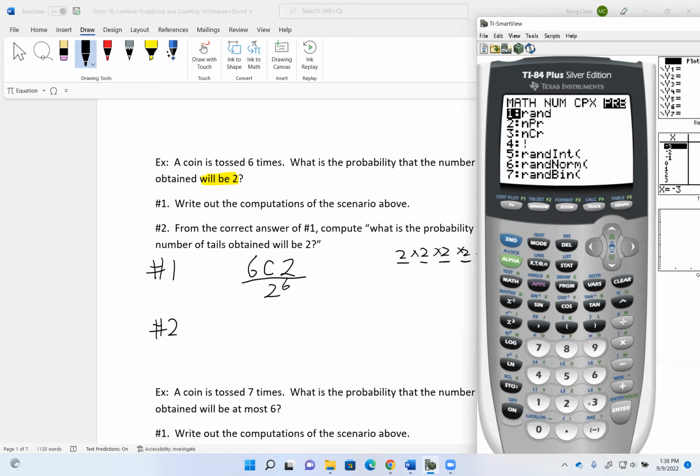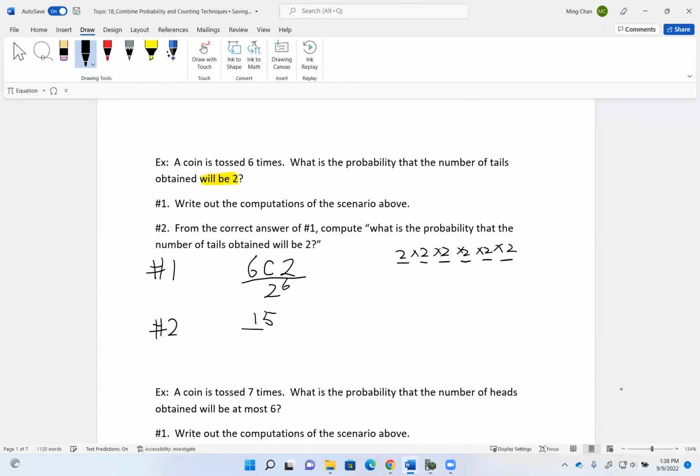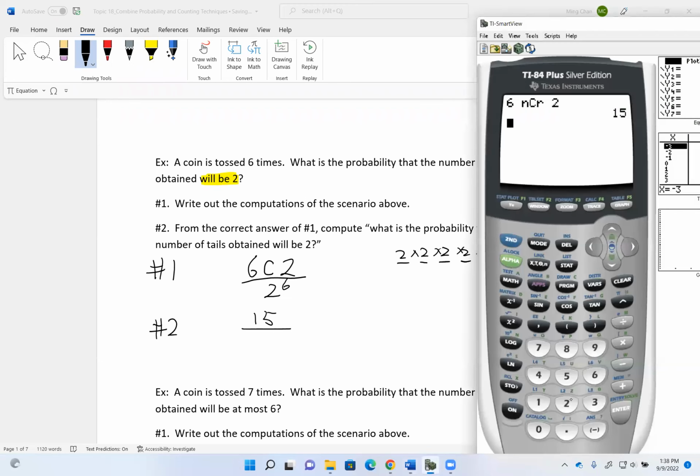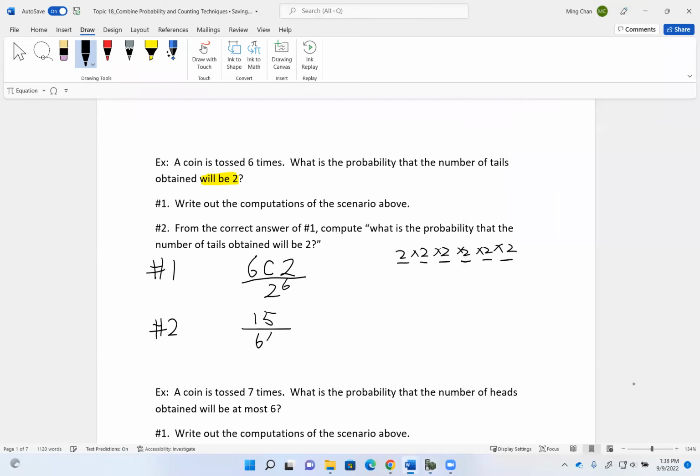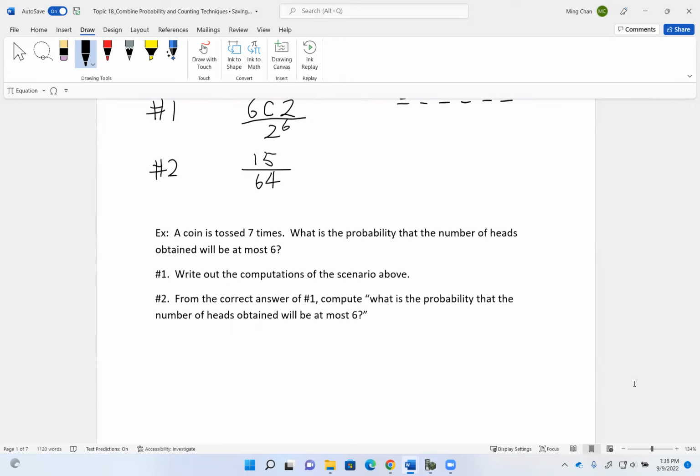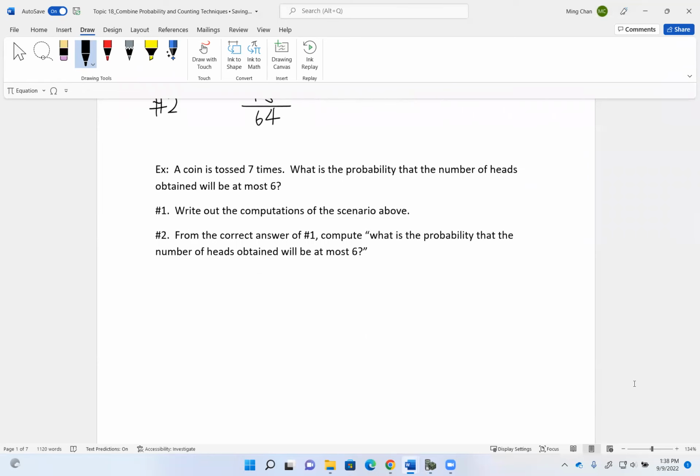So 6 choosing 2. So this is 15 ways to get 2 tails out of 6 tosses. Out of 2 to the 6th power, there's 64 possible outcomes when I flip a coin 6 times. There you go. So that will be your answer. Okay, I'm not gonna simplify the fraction, I'll leave it like that. All right, similar question, but this time you will say at most 6.